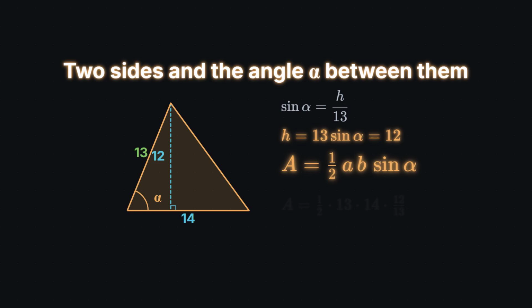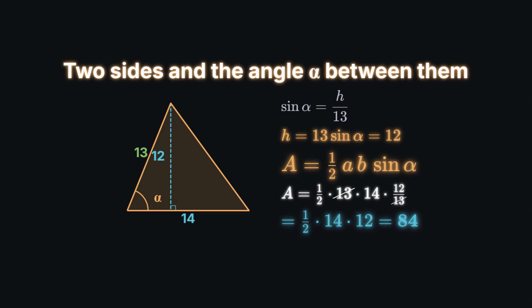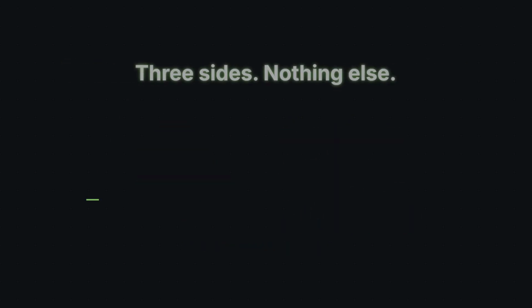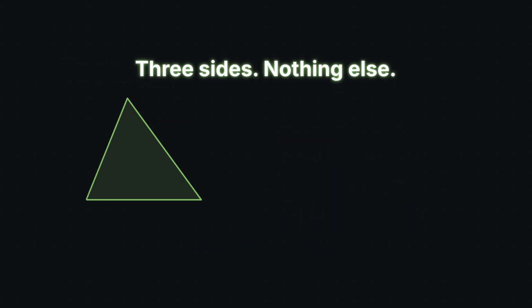Now watch it with our numbers. That sine is 12/13. 1/2 times 13 times 14 times 12 over 13. The 13s cancel. And what is left is 1/2 times 14 times 12. It was base times height the whole time. Good, but now let's take even that away.